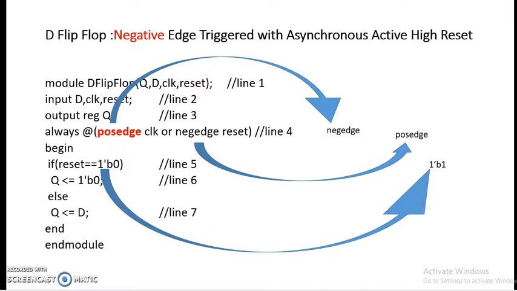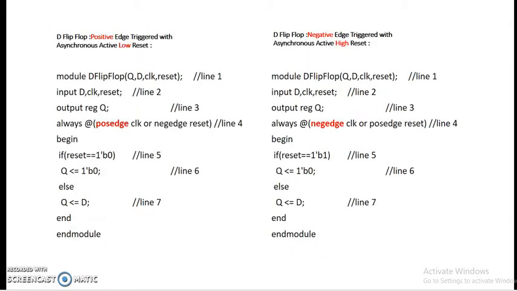So if you made all these 3 changes, that means you have understood the concept, and now you'll be in a position to write down the design module for any flip-flop which is either positive edge triggered or negative edge triggered, or with an asynchronous active high or active low reset. So this is the final slide I am showing you, so that you can compare the 2 codes for the positive edge triggered and for the negative edge triggered with the asynchronous reset.